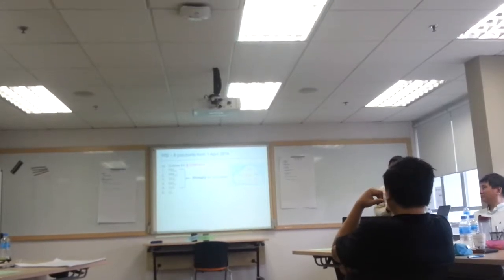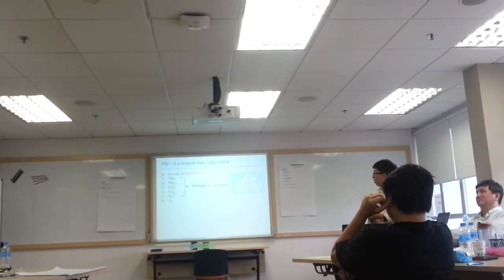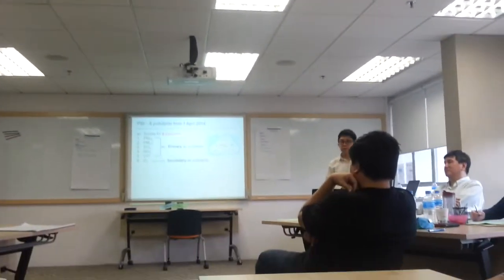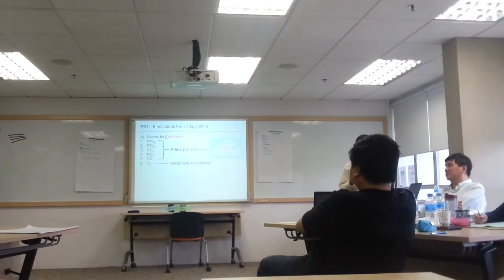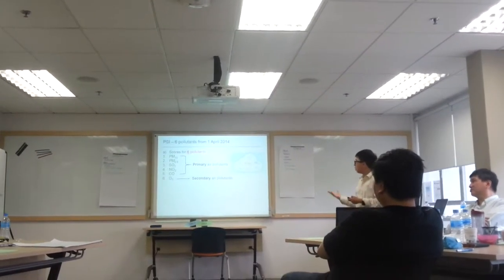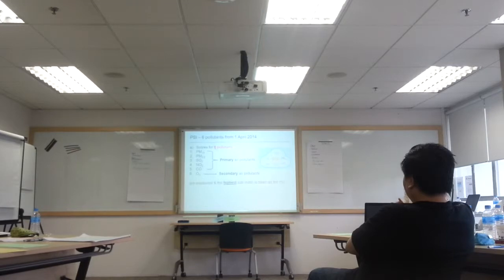I'll explain a bit on primary air pollutant. Primary air pollutant is generated directly from the source. For secondary air pollutant, there's only one in our PSI, which is ozone. Ozone is a secondary pollutant because there's a reaction that results in ozone, which I'll explain later in every pollutant explanation. PSI is measured, and the highest sub-index among the six is taken as the PSI for the day.